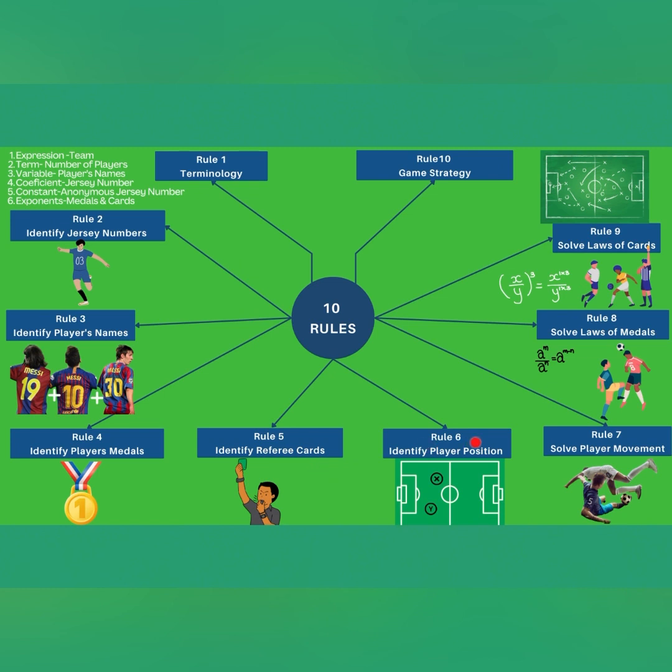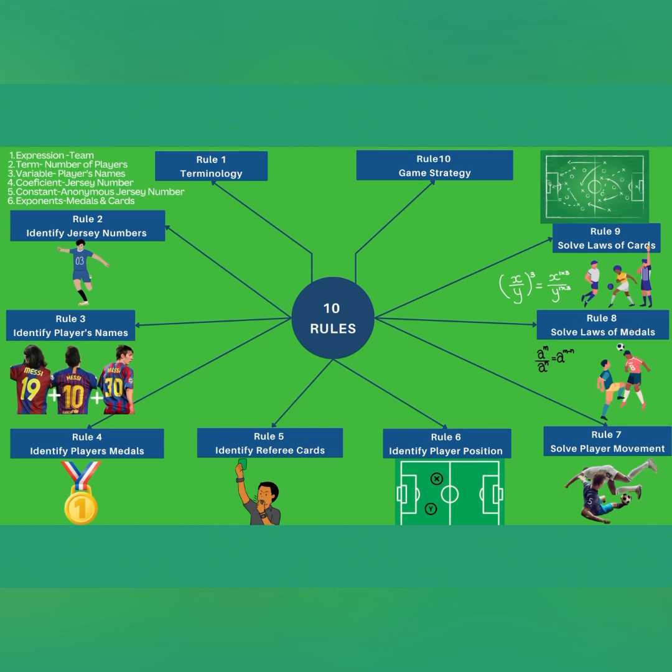Rule number 6, identify the player position. Our players can be positioned on the midfield, or inside the penalty box if they're inside the brackets, or in the goal box if they're under the roots. Rule number 7, solve player movement. We said player movement can be jumping, tackling, or running. And this is determined by: division is jumping, multiplication is tackling, addition and subtraction is running.